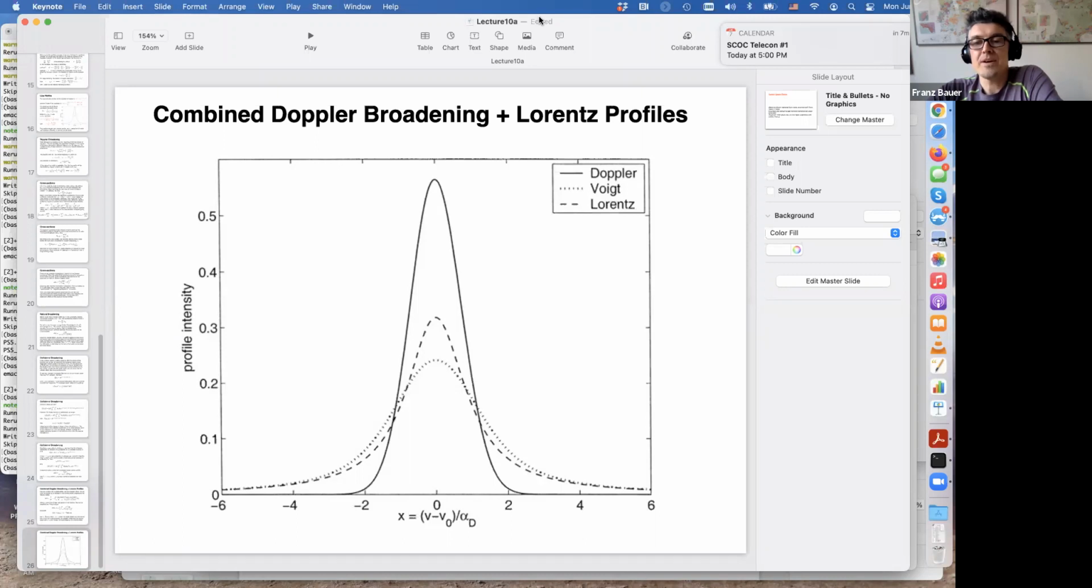On Wednesday's class we'll talk a little bit more about some of the physical applications of this, in addition to bound-free, free-free, and bound transitions as well.